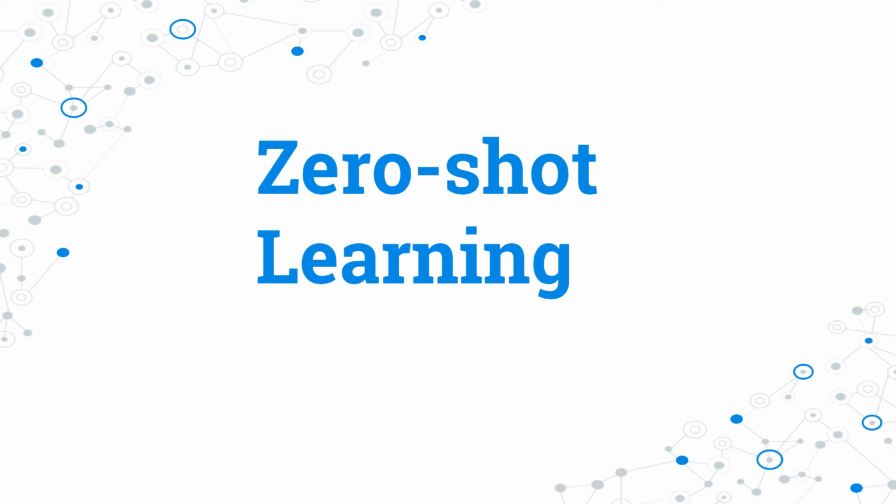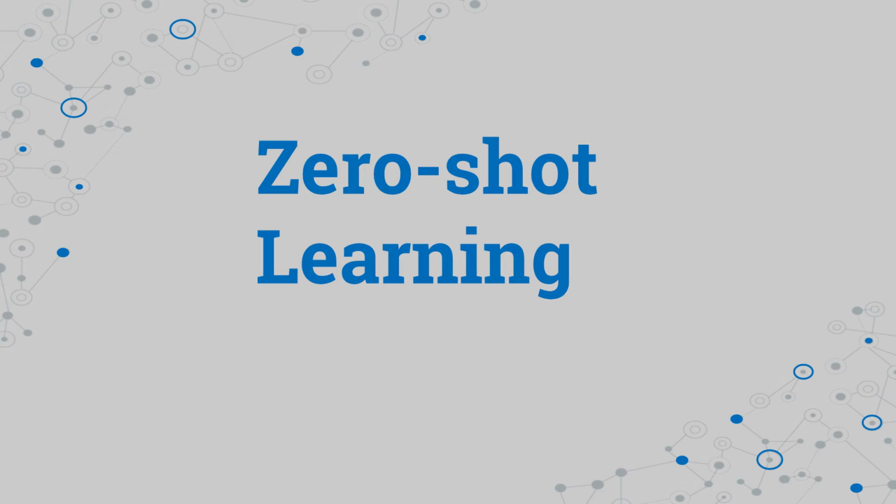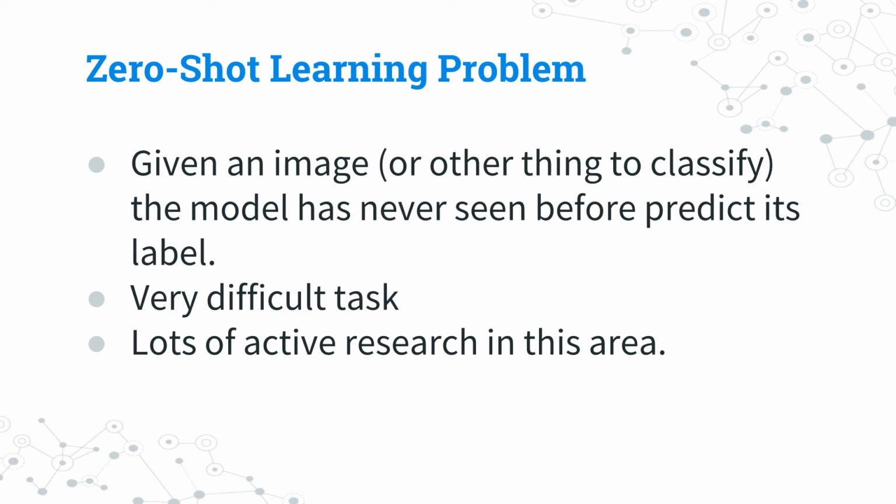So the last thing I wanted to briefly talk about is zero-shot learning, which is a really active area of research and a really hard problem. The problem here is we're given some image to classify, but we've never seen this image or anything in the class of this image before in our training set, ever. So it would be like if we trained a model to classify cats and dogs, and then we gave it a bird and asked it to tell us what the label for that bird is. So it's a very difficult task in this sense, and there's a lot of active research in this area.